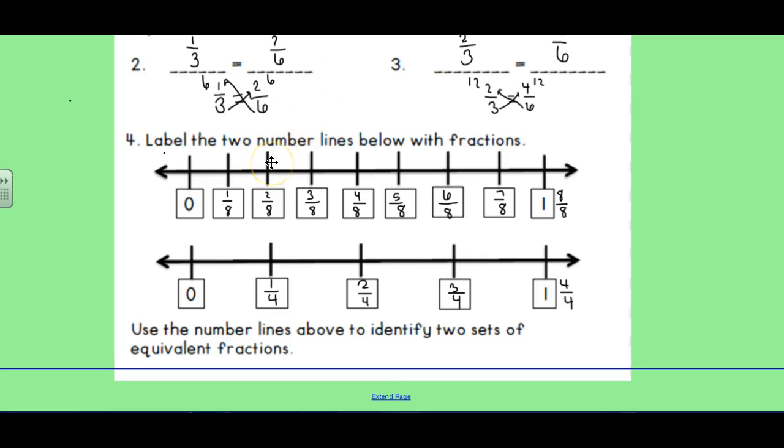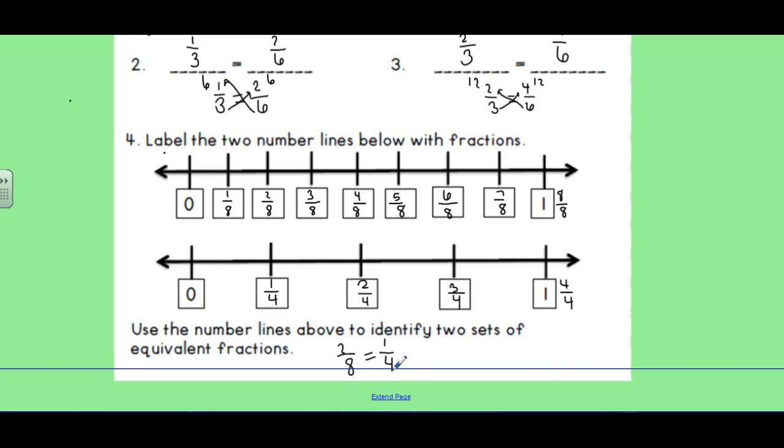So when I scoot over here to 2/8 and I go directly below that, I see the fraction 1/4. So on your paper, you can put that 2/8 is equal to 1/4. The reason that they are equal to one another or equivalent to one another is because they're at the same place on the number line.